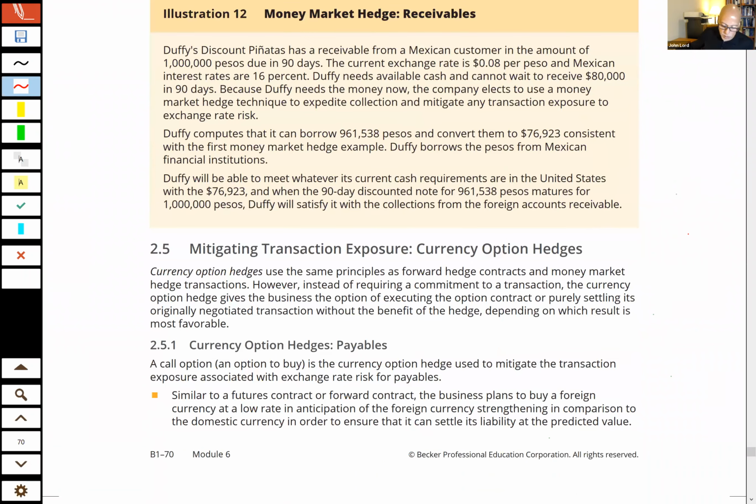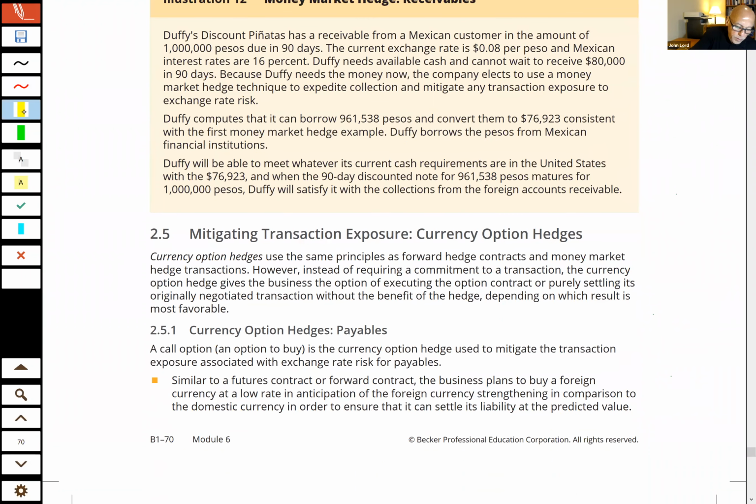Let's take a look at currency option hedges. So now, again, we're still in the mode of tools that will help to mitigate these transaction exposures. Just to make sure we're staying on target: we've talked about using futures contracts for smaller transactions, forward contracts for larger transactions, and money market hedges, but now let's talk about option hedges.